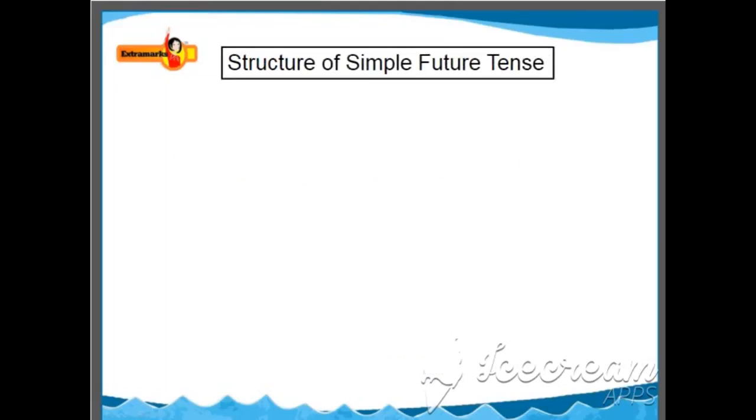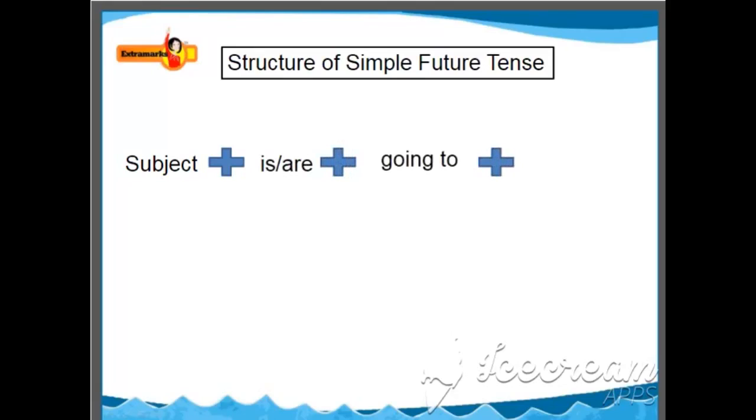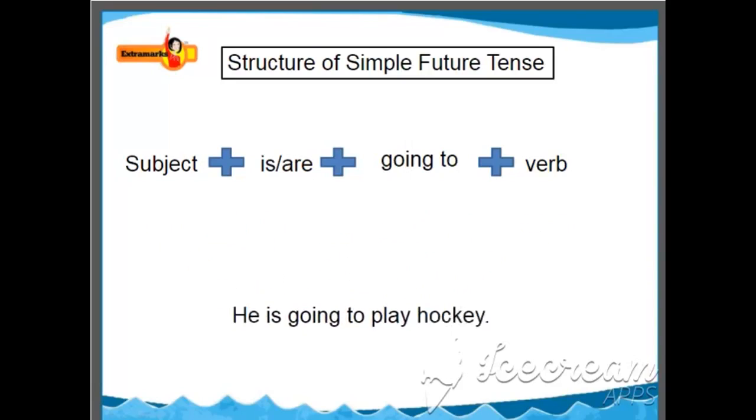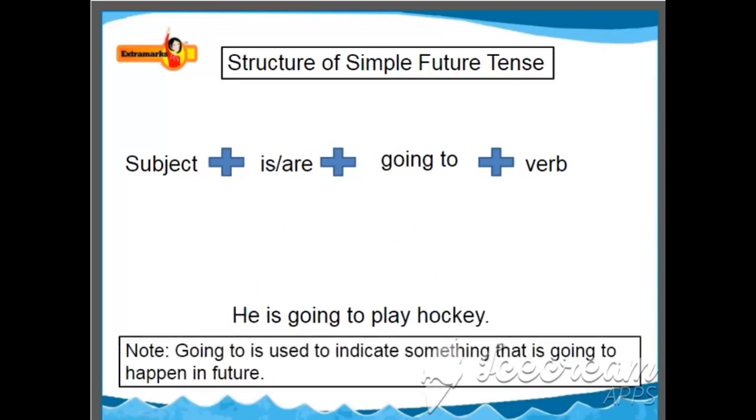Structure of simple future tense. The subject combines with is or are plus going to plus the verb to form simple future tense. For example, he combines with is, going to, and play to form he is going to play hockey. Note that going to is used to indicate something that is going to happen in the future.